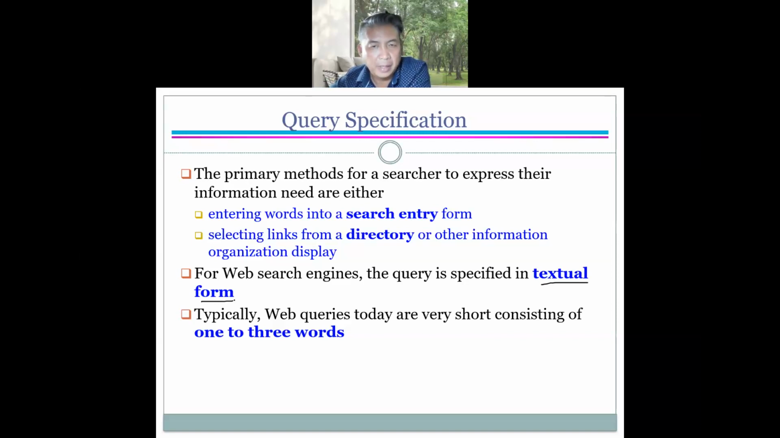For example, if you're looking for a similar image, you should be able to upload the image and then Google based on the image. The search engine will be able to retrieve images that are similar to what you have uploaded into the web page. So at the moment, most web search engines use textual form. Typically, web queries today are very short, consisting of one to three words. Of course you can type the whole sentence or the whole paragraph, but that won't guarantee that you will get a better result.